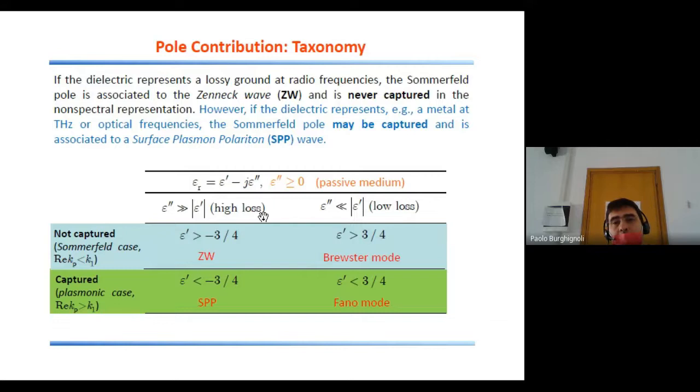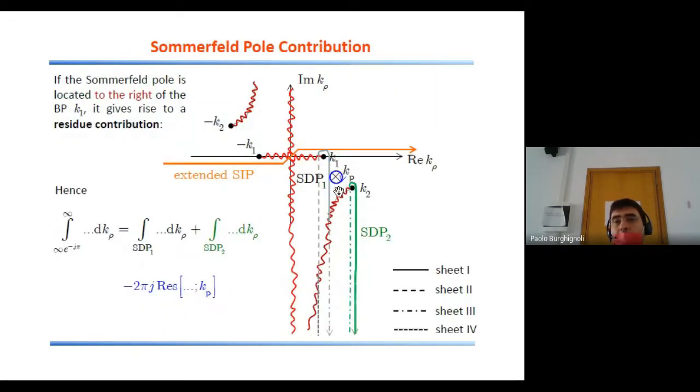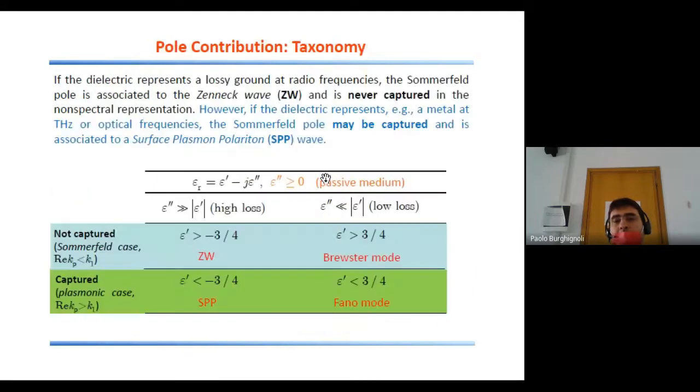Conversely, in a highly lossy medium with a real part of the permittivity less than -3/4, so we must have a medium with a negative real part of the permittivity, like it could occur in a metal at optical frequencies, because as you may know, metals can be represented as lossy dielectrics at very high frequencies, that is beyond their plasma frequency, with a negative real part of the permittivity. In this case, the pole would be captured, so it would lie here, like in this picture on the right of the branch point K1, and it would give rise to the so-called surface plasmon polariton, which is a kind of surface wave that propagates along the interface of metals, and therefore we will call this a plasmonic case.